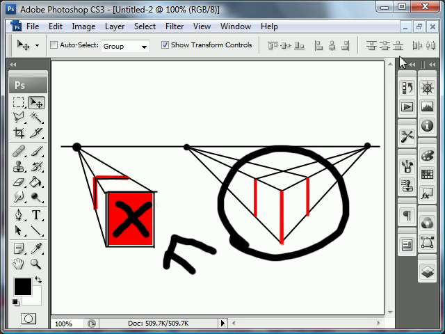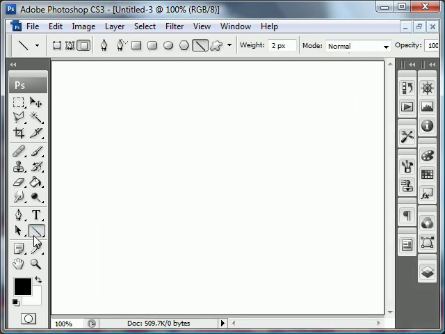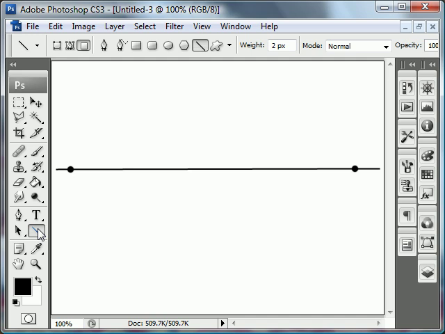So how do we go about constructing objects in two-point perspective? Okay, so as always you start out by establishing your horizon line, and then you establish your vanishing points. So because this is two-point perspective, of course we have two vanishing points, one on either side on the horizon line. So what's the first step to draw an object in two-point perspective?